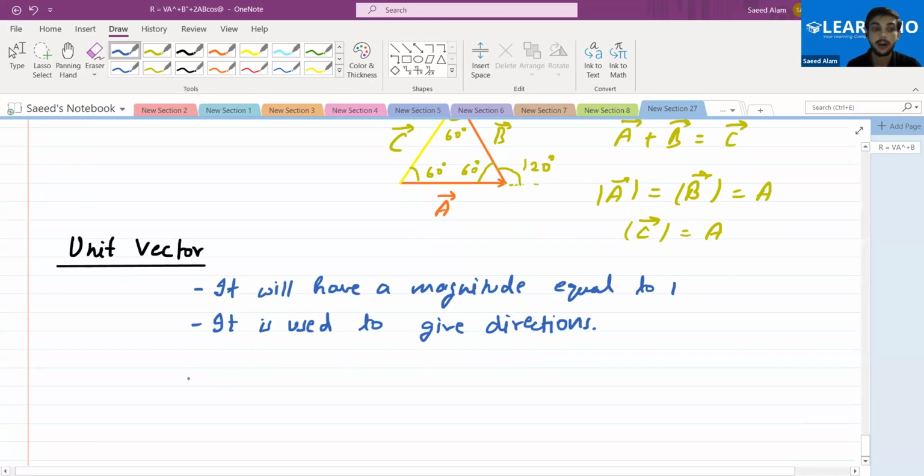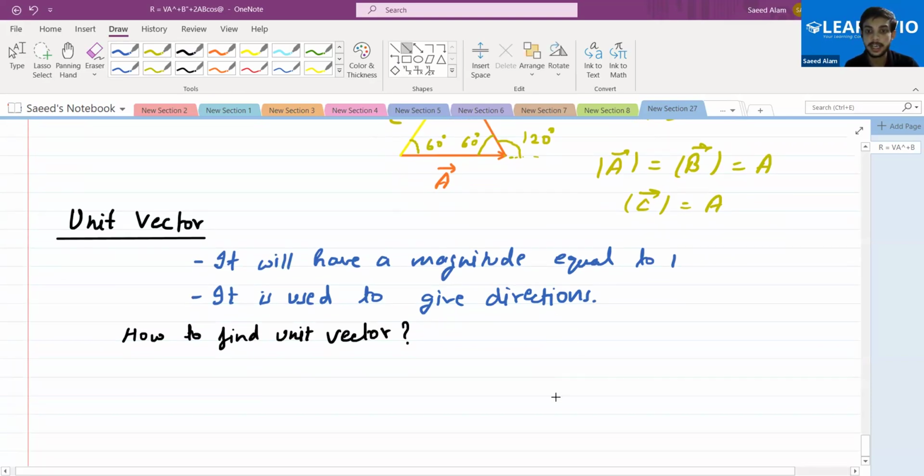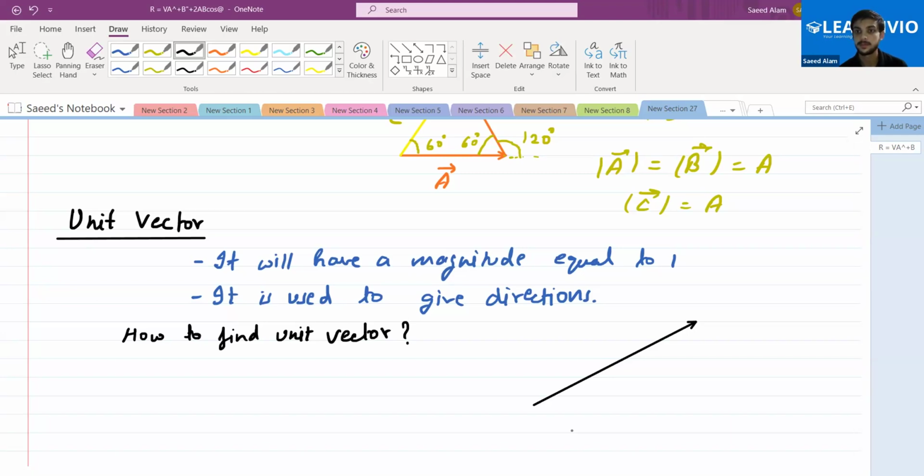So now see how to find this out. Our next thing is how to find the unit vector. Suppose we have a vector like this. Okay. Can I do the scalar multiplication with the vector? Yes or no? Yes. What does the scalar multiply actually do with the vector? What changes does it make in the vector?